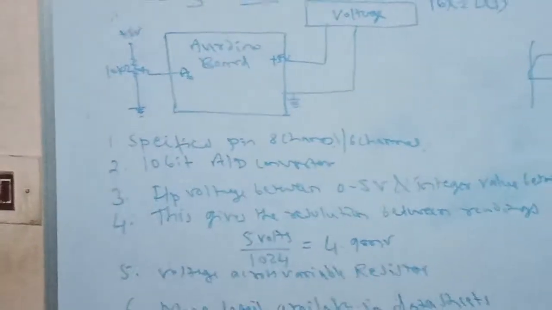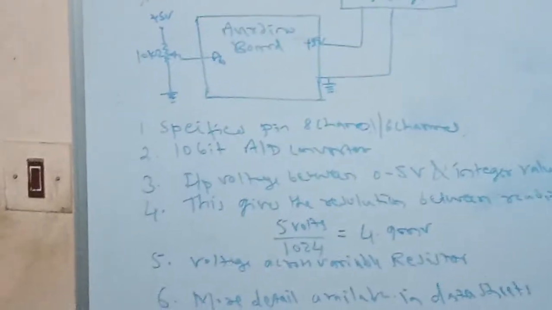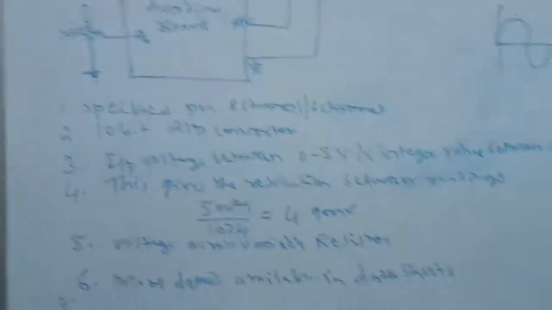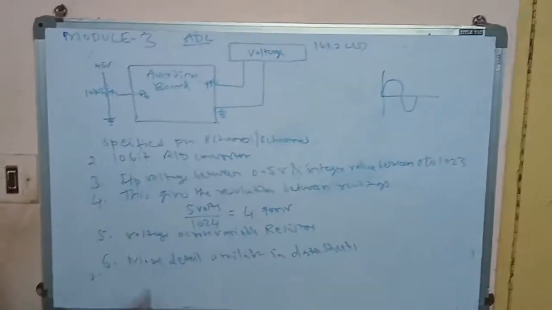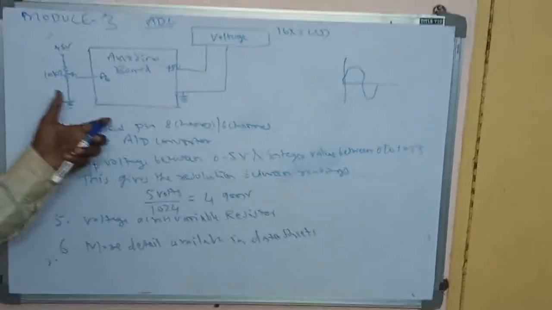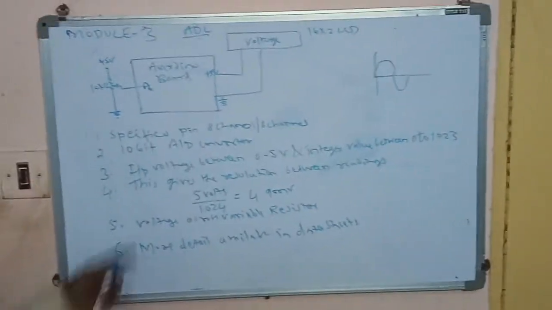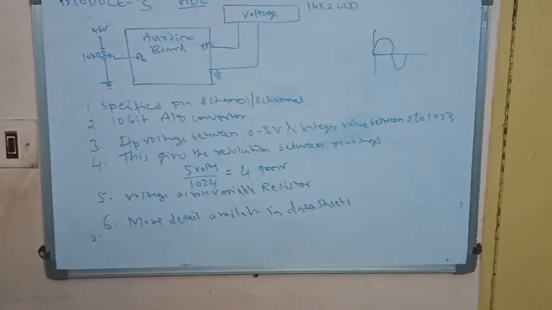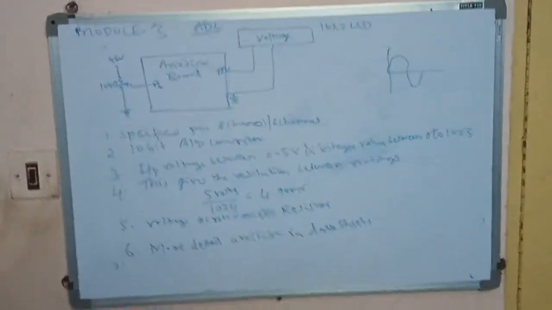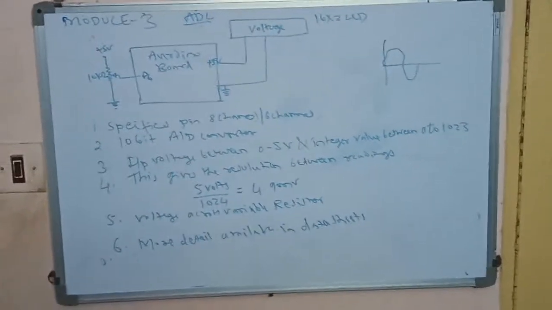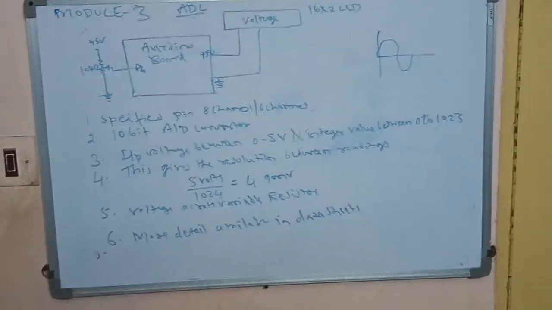This is a 16 into 2 LCD, liquid crystal display. You can use it for observing the output voltage, how much voltage is the output of the analog to digital conversion. Through the embedded system, we can control and monitor these interfacing experiments. It is helpful for both theoretical as well as practical work.